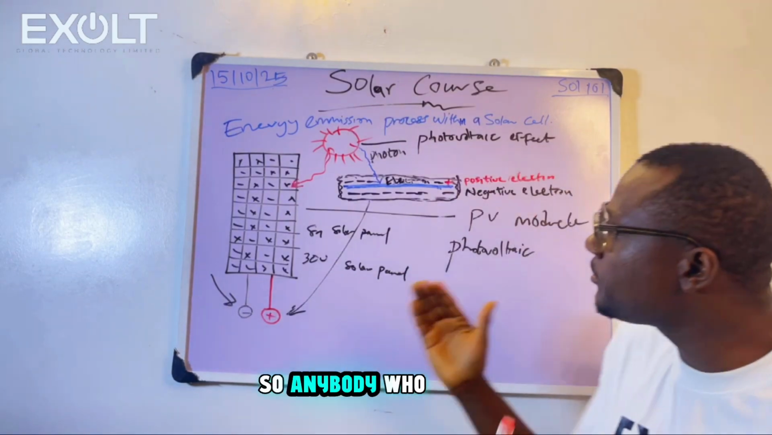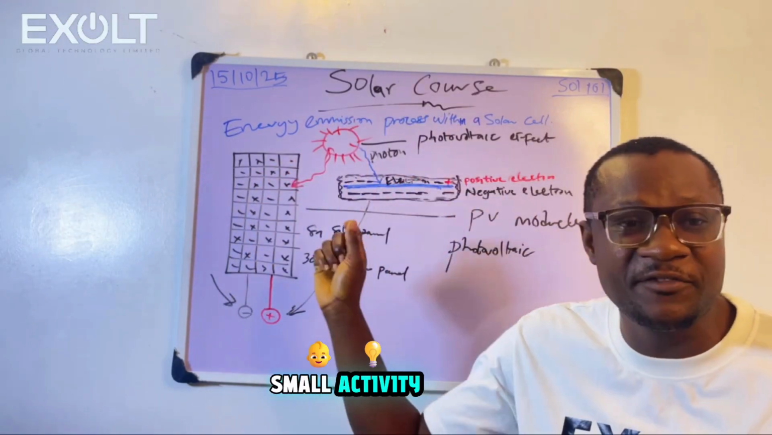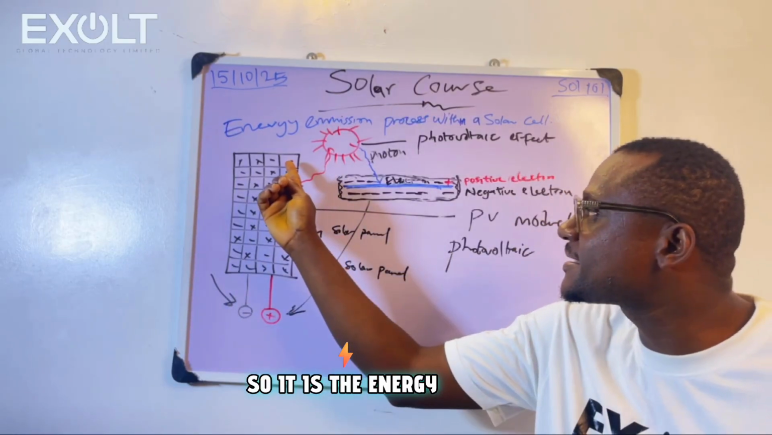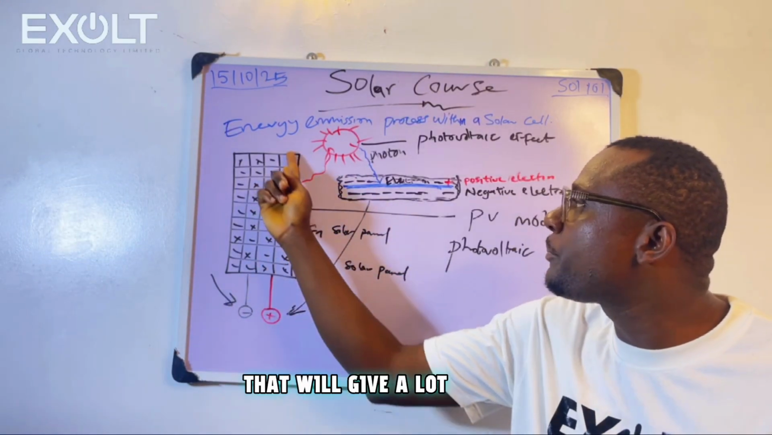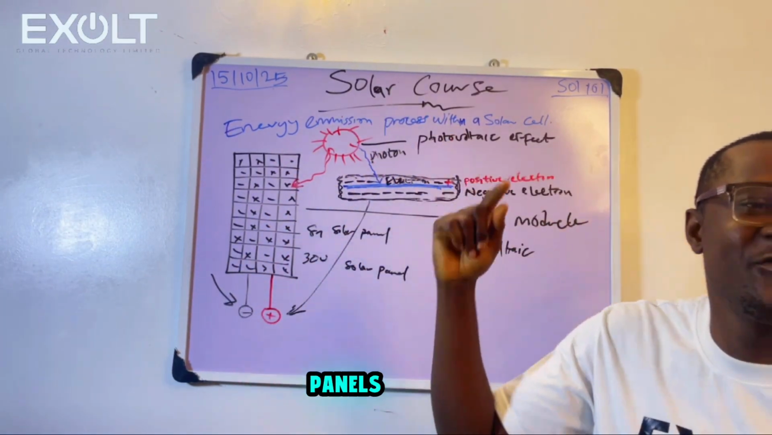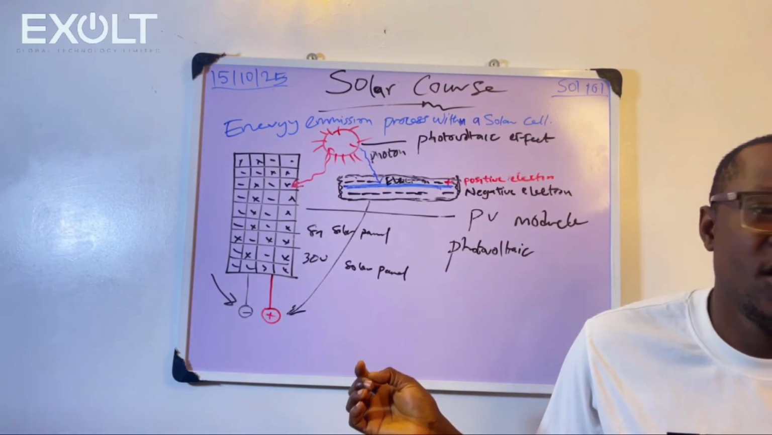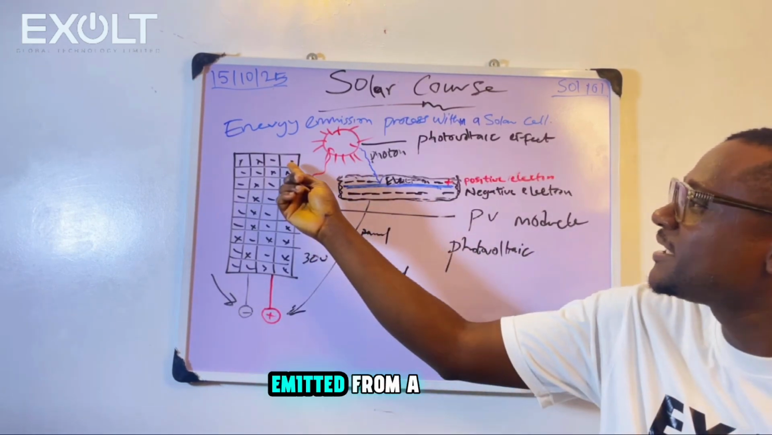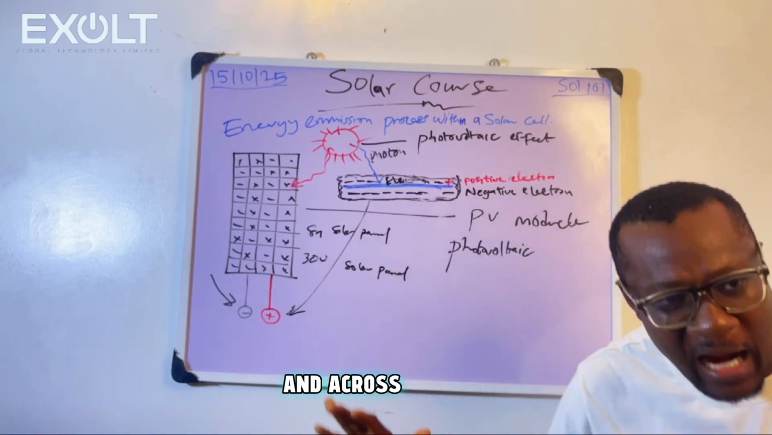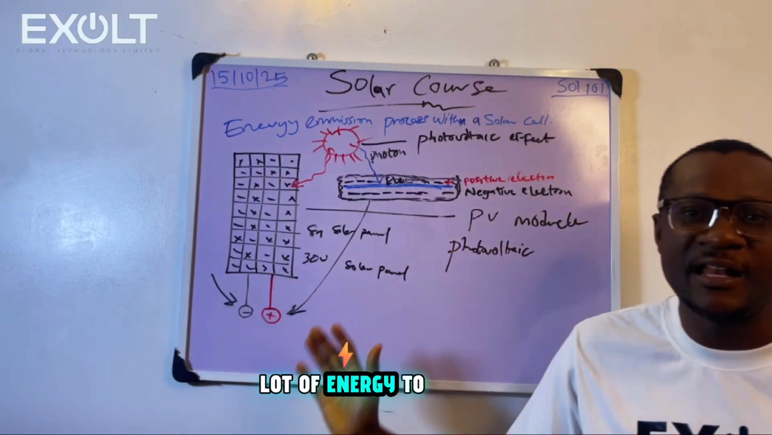within the solar panel. Anybody who must be a master of this field must understand that this is a small activity that looks insignificant but has generated a lot of energy over the years. It is the energy generated in a small cell that gives a lot of energy in this panel, and this panel will be stringed among hundreds of panels, and you will hear that somebody has generated 8,000 kilowatts or 10,000 kilowatts of energy. But the energy was generated from a small unit cell that was compounded across a full panel and across several panels, and it is now linked to bring a lot of energy to power heavy things.